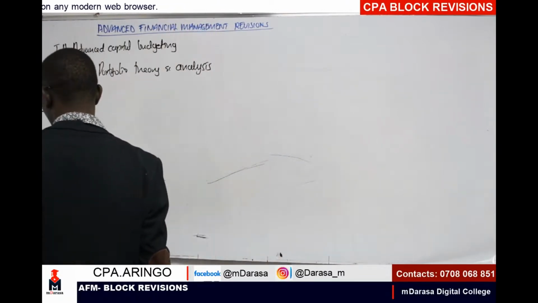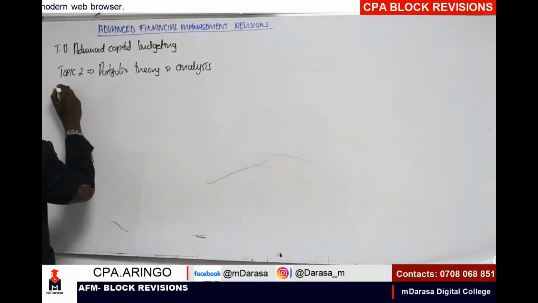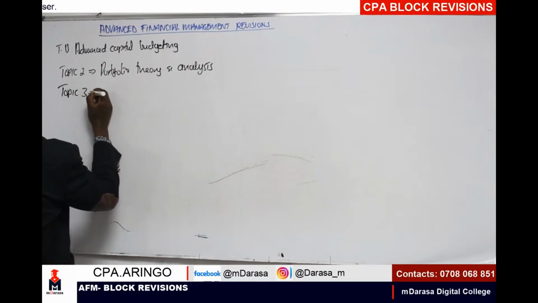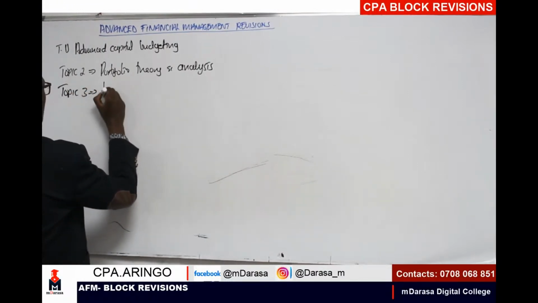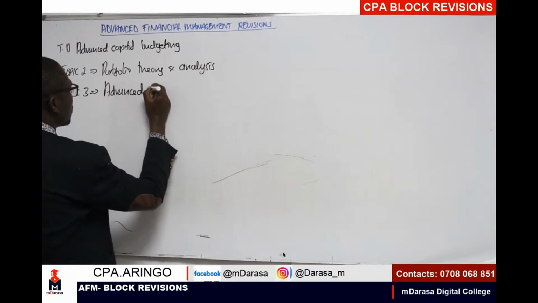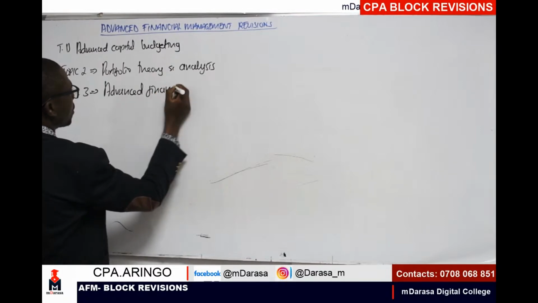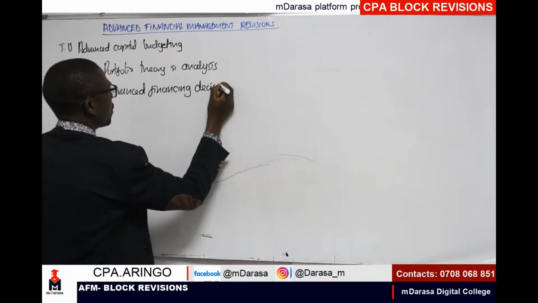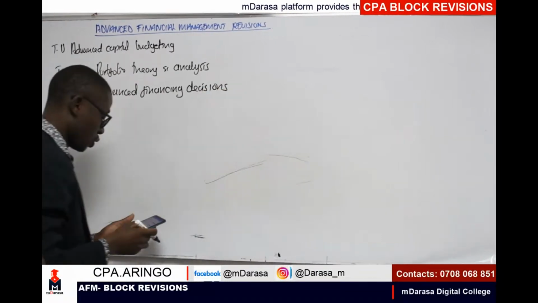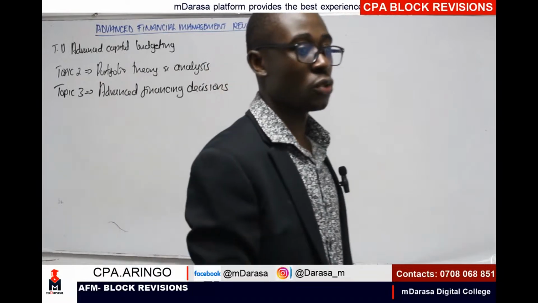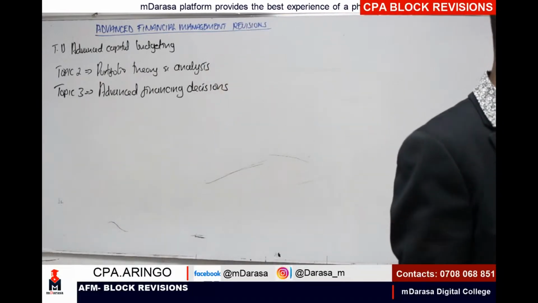That should take us to topic number 3. Talk about what we now refer to as advanced financing decisions. That should be in topic number 3. So what will you be expected to cover in advanced financing decisions?